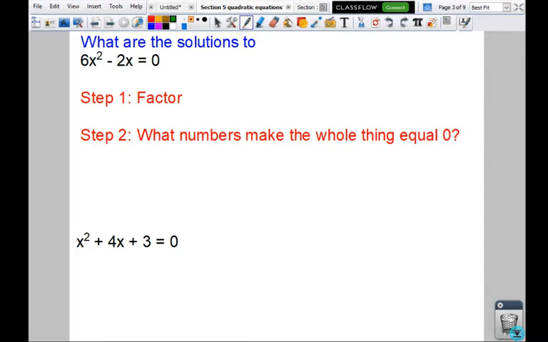So let's look at our next one. Let's actually skip this one because we're going to skip AC factoring. I'm going to look at this bottom one down here. So before I do anything else, I need to factor this.